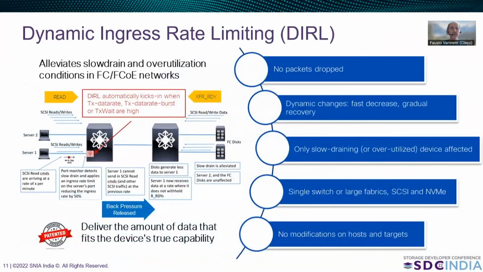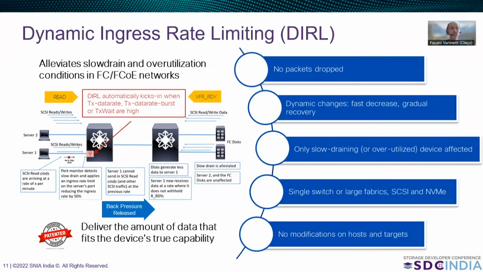Dynamic ingress rate limiting results in no packet drops, and this is very, very nice. It is dynamic because the ingress rate limit is adjusted. It can be reduced but also increased depending on the conditions found in the network. And only the slow draining or overutilized devices are affected, not multiple devices in the fabric.